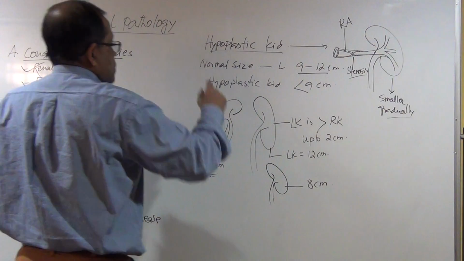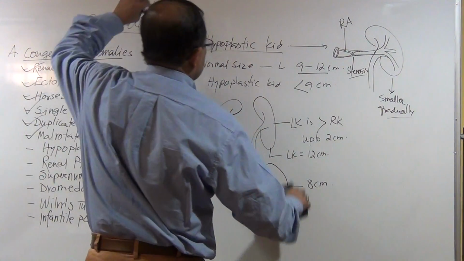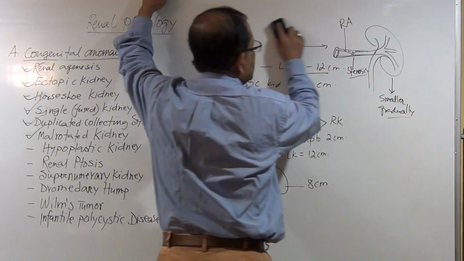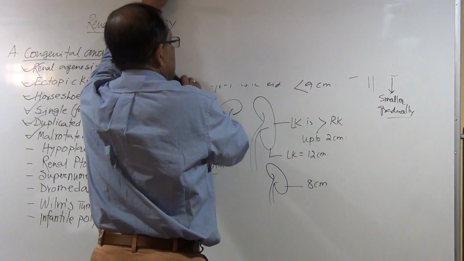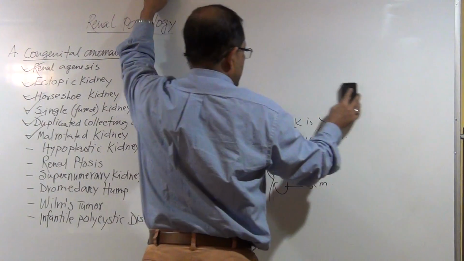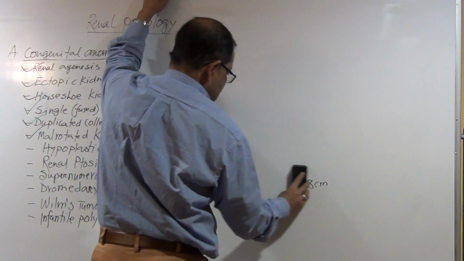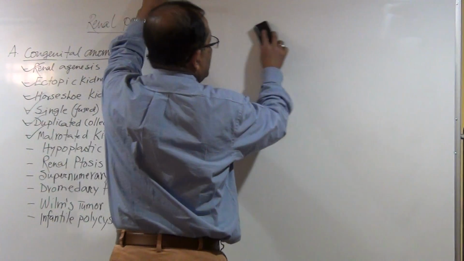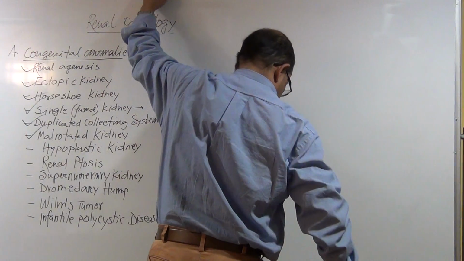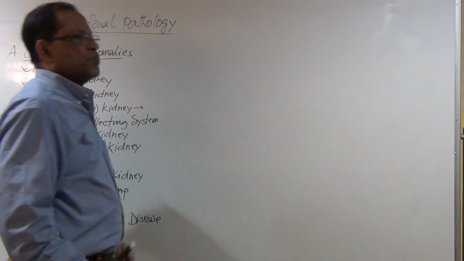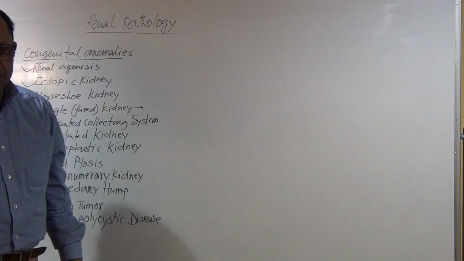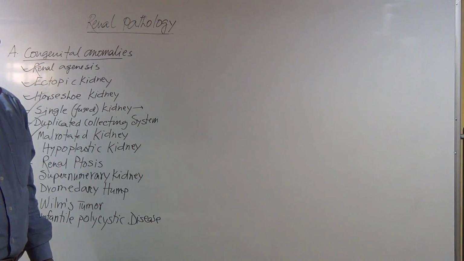Okay, so this is a hypoplastic kidney. You have to measure the kidney, then you will see, oh my God, both the kidneys are small, or one kidney is small. Then you have to think right away, if both kidneys are small, the most common cause is diabetes and high blood pressure.